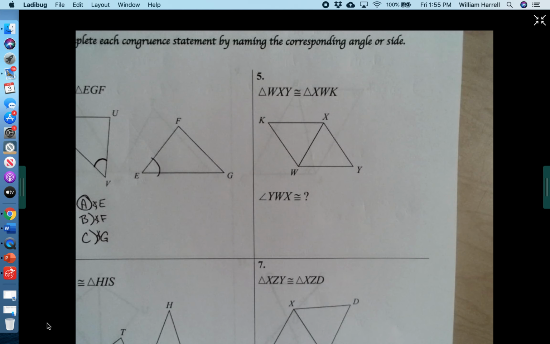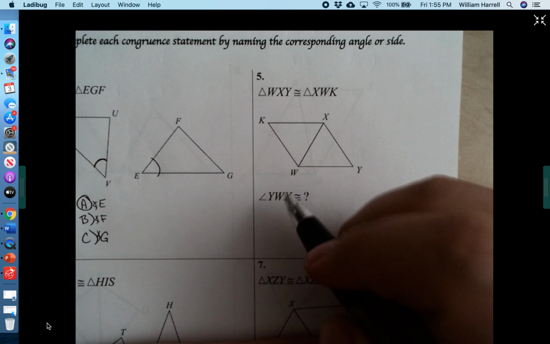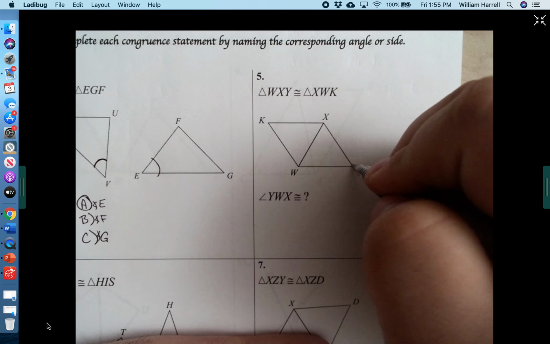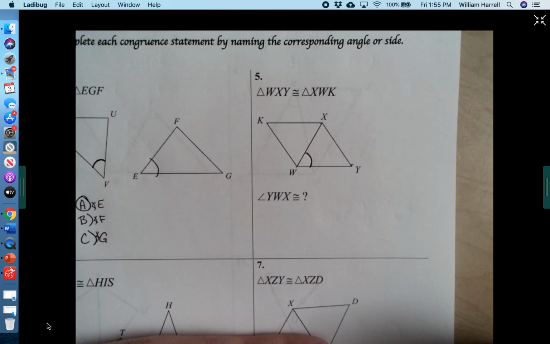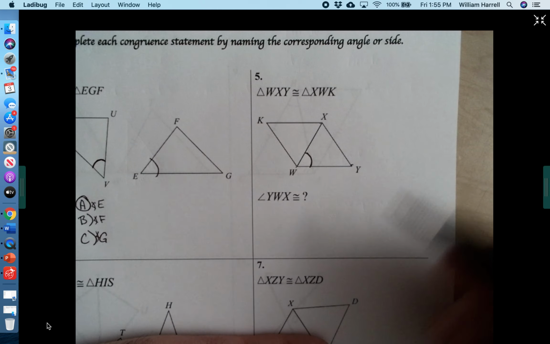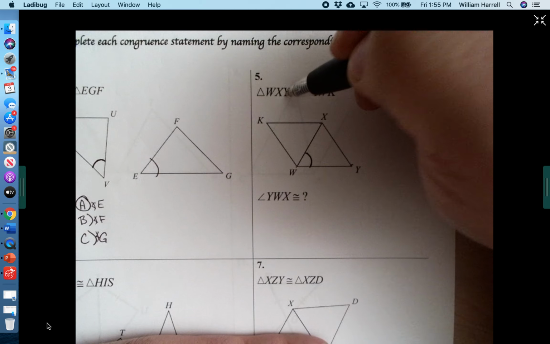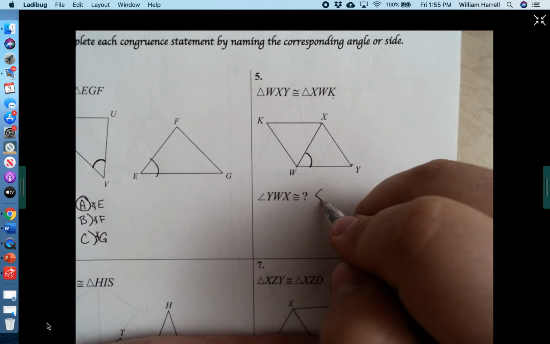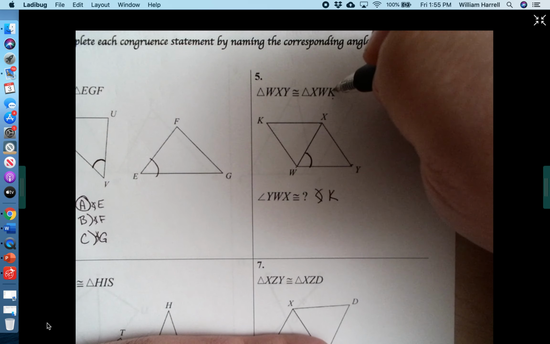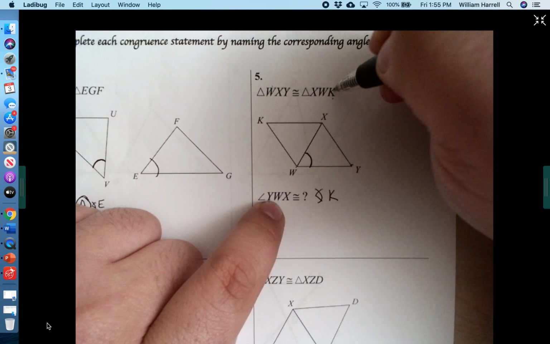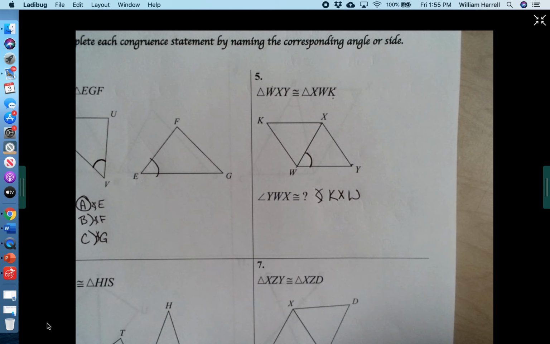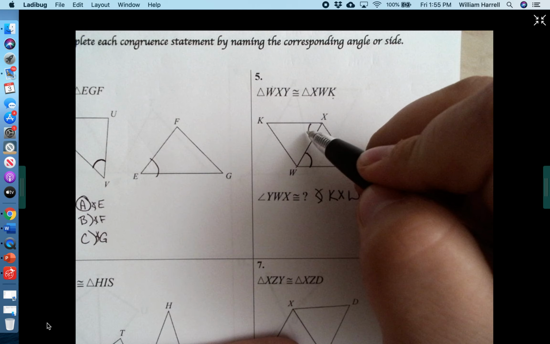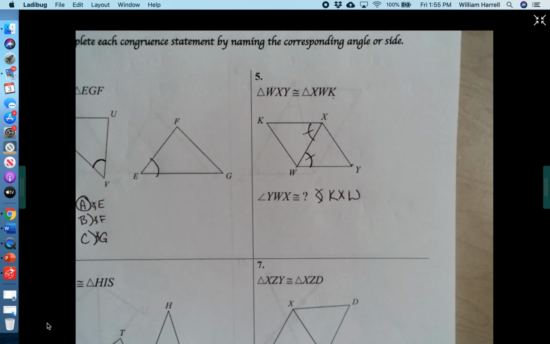Let's go to the next one. Again, YWX, angle YWX, so this angle is congruent to what other angle? So again, I started with Y, so I start with my third one. So I start with my third letter. W is my first letter, so I go to my first letter here. And then the only one left over is KXW. Alright, so I can say that. Really not terrible.